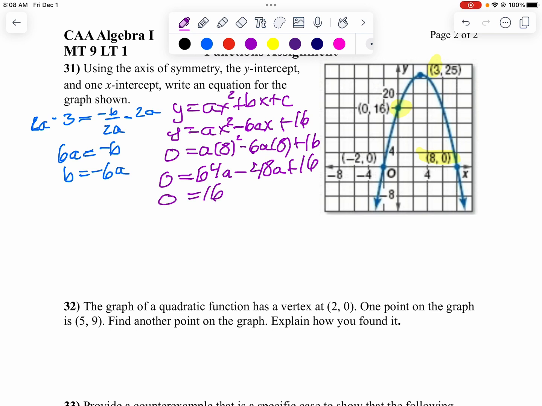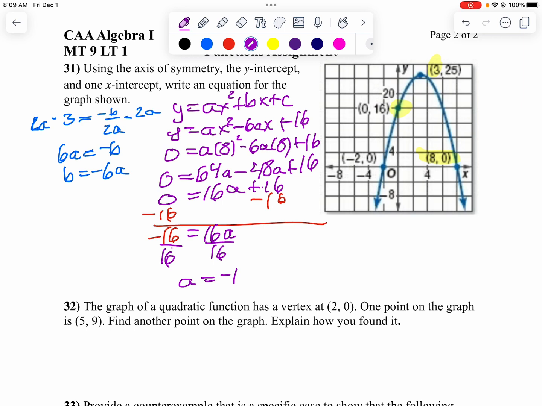So we're going to go 16a plus 16 equals 0. We'll subtract 16 from both sides, and we'll get negative 16 equals 16a. I divide both sides by 16. A turns out to be negative 1. And that makes sense because it is an upside down parabola.